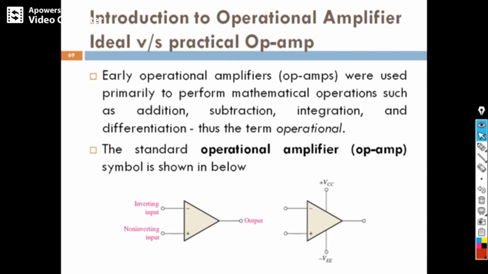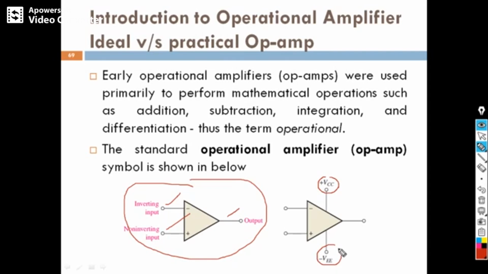In the diagram, my dear students, you can see this is the symbol for the operational amplifier, where this is called the inverting input and this is called the non-inverting input, and this is our output. Other than that, we are giving bias by using plus VCC and minus VEE.